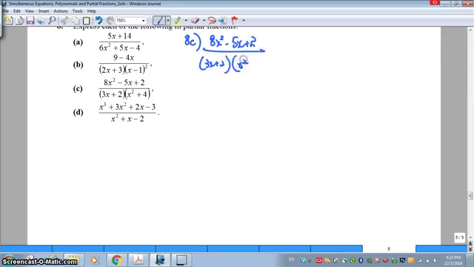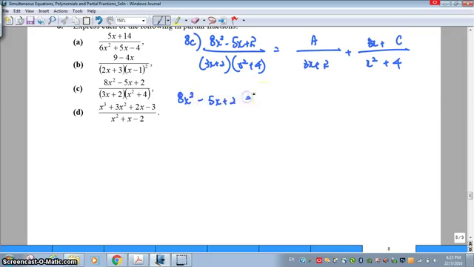Now, notice your first one is a linear factor denominator. The second one is a quadratic denominator. When you have a linear denominator, it will just be a constant on top. When you have a quadratic denominator, please remember to write out bx plus c. Alright? After that, same thing, please multiply everything throughout by your original denominator, so that you are able to solve for your A, B, and C respectively.